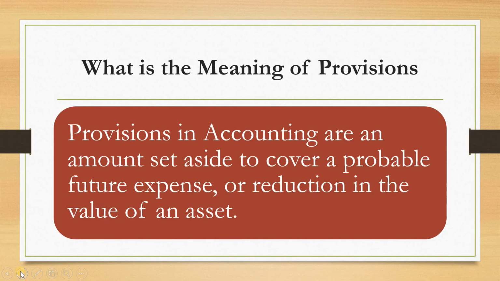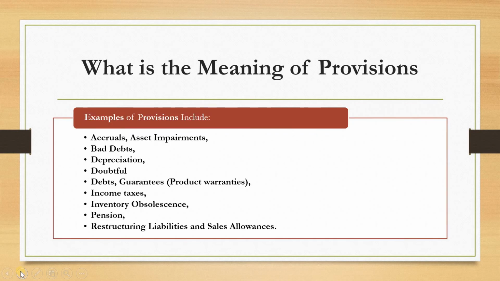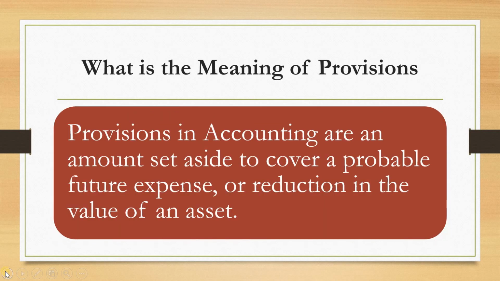What is the meaning of provisions? Provisions in accounting are an amount set aside to cover a probable future expense or reduction in the value of an asset. Provision is nothing but an expense belonging to the current financial year, but the payment will be made in the next financial year. That expense you have to set aside and recognize in the profit and loss account for the current financial year, and that amount is known as provisions. Again, provisions in accounting are an amount set aside to cover a probable future expense or reduction in the value of an asset.